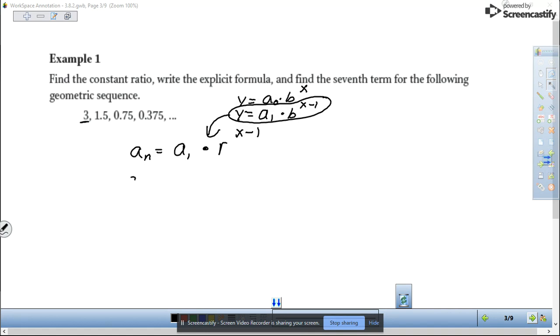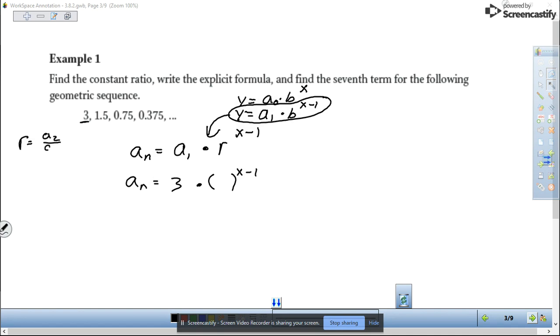Well, we've got to plug in some stuff first. So a sub n equals a1, which is 3, times r, which I don't know yet, to the x minus 1 power. So what is the thing that we're multiplying by? Well, how do I figure that out? Just like last time when we did a2 minus a1, we're going to use a2 and a1 again, or a3 and a2, or a4 and a3. But this time, since we know it's a ratio, we're going to divide them.